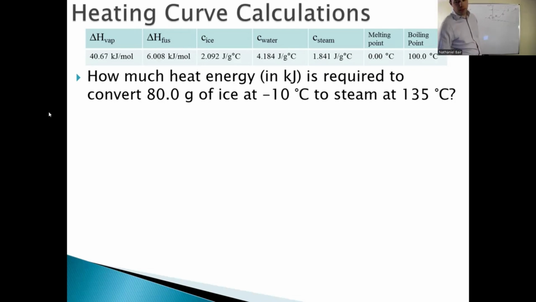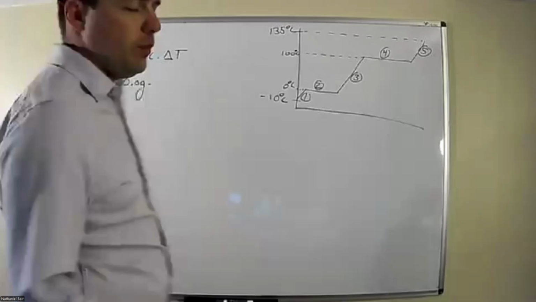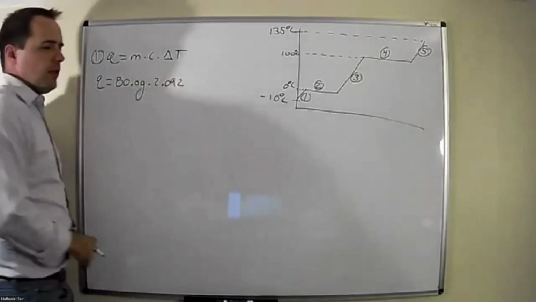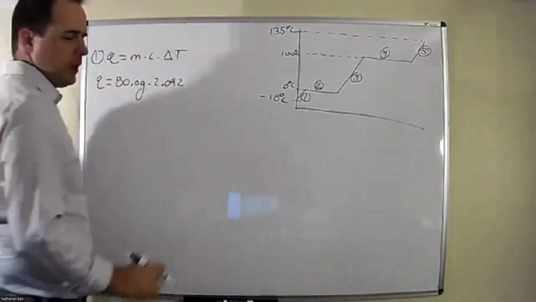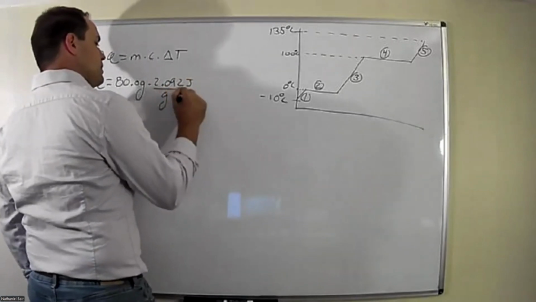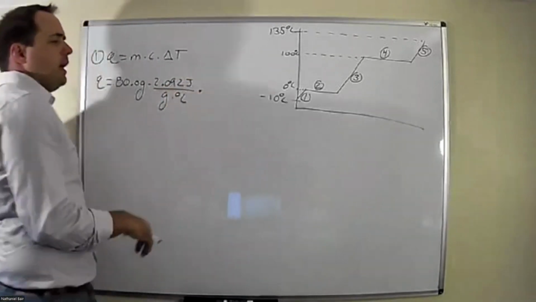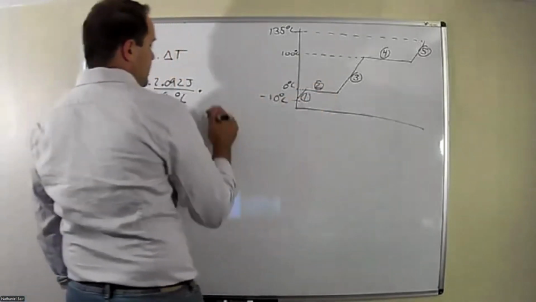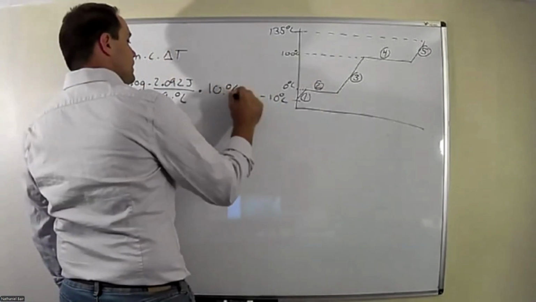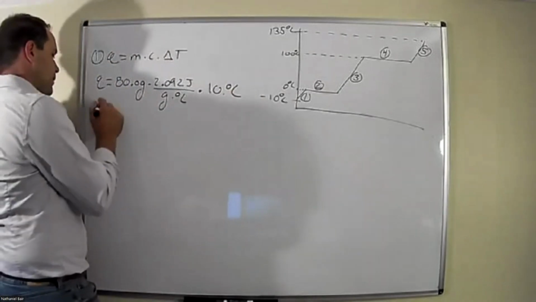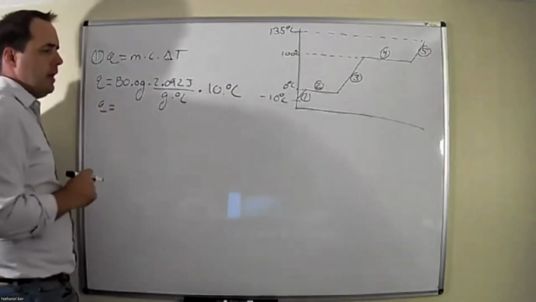So we need the specific heat capacity of ice, 2.092. And specific heat capacity has complex units, which are joules per gram times degrees C. And now I need the change in temp. Well, if I'm going from -10 to 0, that's a 10-degree temp change. Sig figs, give me 2 or 3, whatever. We're really going to worry about it at the end.